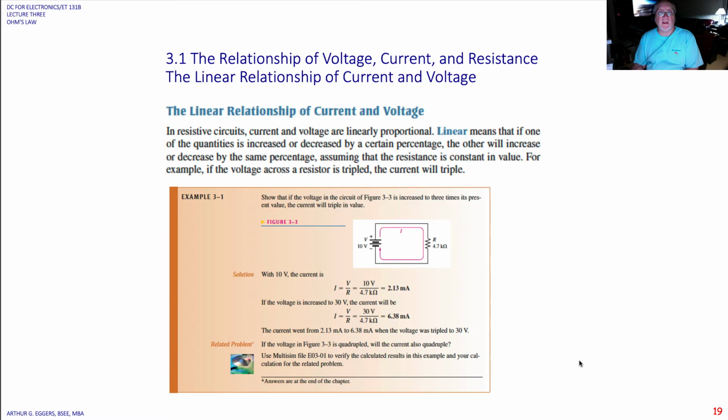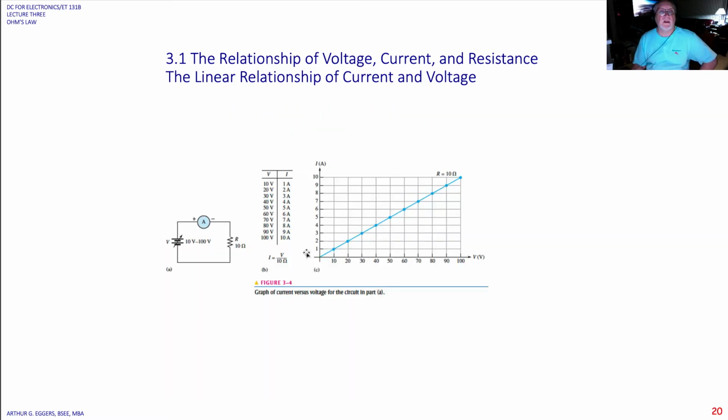If we look at this relationship with a graphical representation, you'll notice at first glance it's a nice straight line, hence it being a linear relationship. If we look at the chart to the side here, we have 10 volts, 20, 30, 40, 50, 60, all the way up to 100 volts, and we maintain the resistor at 10 ohms. You'll notice that accordingly the current goes up 1, 2, 3, 4, all the way up to 10 amps.